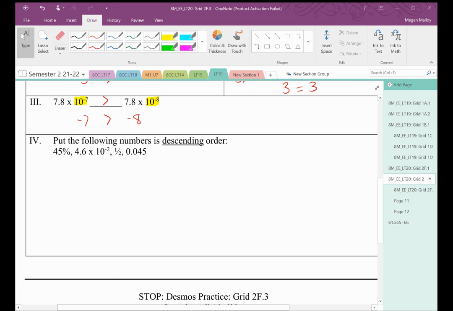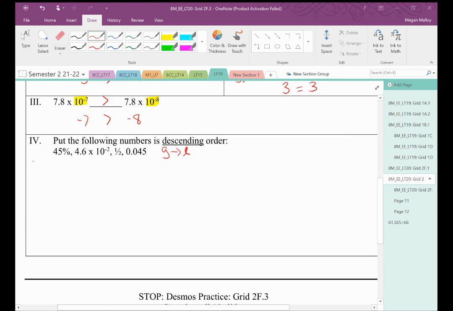Our last example here, it says put the following numbers in descending order. So that would be from greatest to least. Okay. But notice our numbers are in all different formats. So we have 45%, 4.6 times 10 to the negative second, 1/2, 0.045. So the best recommendation to order these is to get them all into one format. I think decimal tends to be the easiest. However, you can change them all into scientific notation. You could change them all into percents, but that gets very difficult if you're not super confident in doing that.